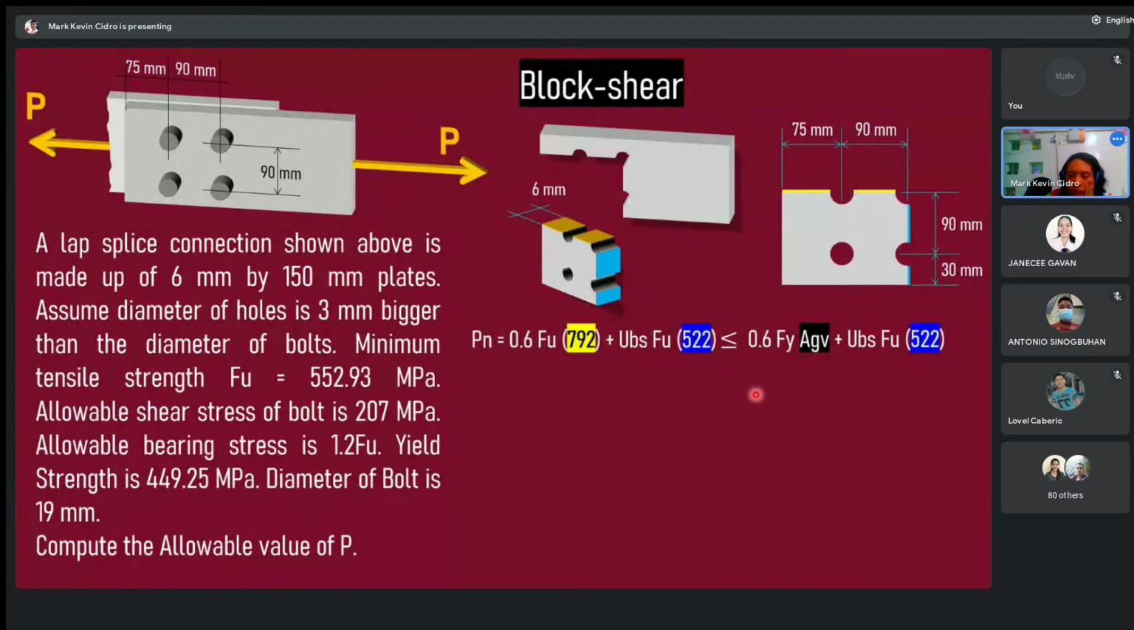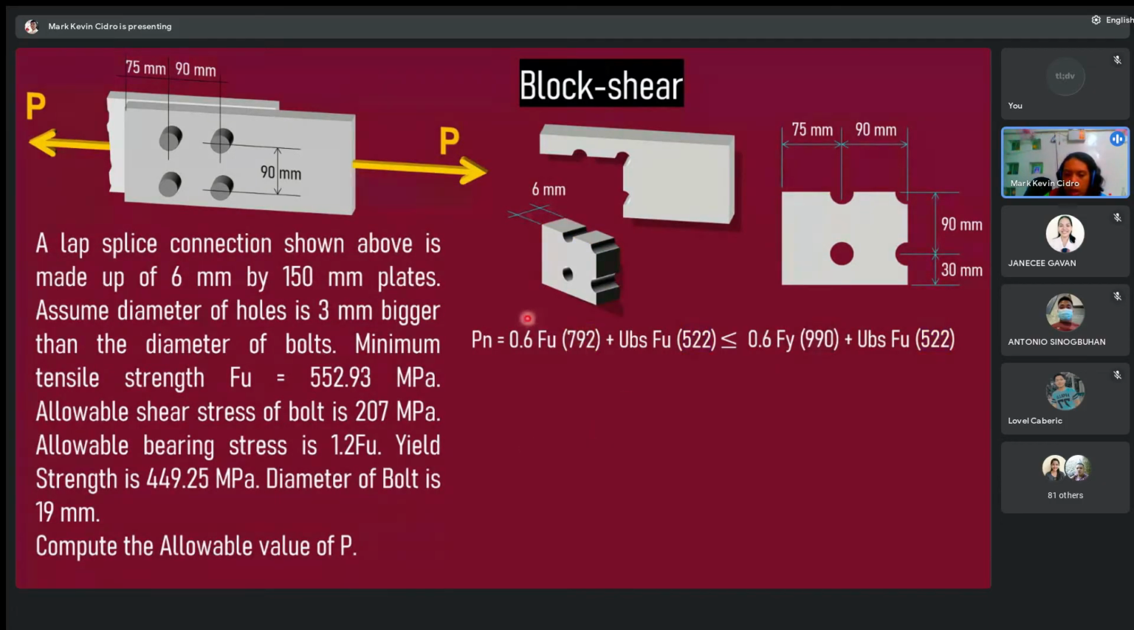Then, Agv. Gross area, ibig sabihin, hindi rin natin ima-minus ang butas, kasi gross. Gross area of the shear. Nakita niyo dito, hindi rin natin ima-minus ang area. 6 times 90 times 75, the result is 390 mm squared. Okay, so this is the result.